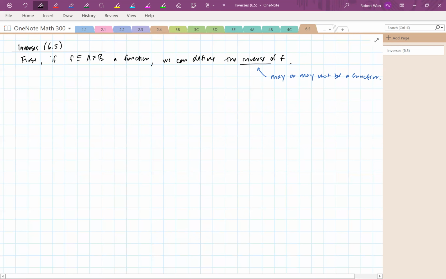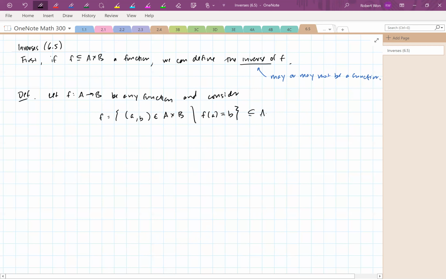So let me be precise by just making this definition. Let f from A to B be any function, and consider the subset of the Cartesian product F, the set of all (a, b) in A cross B such that f of a equals b. Okay, so this is the usual way to think of a function as a subset of the Cartesian product. That's all I've done here. Now the inverse of f, denoted f inverse, is defined to just be the following set. You just take all (b, a) in B cross A such that f of a equals b.